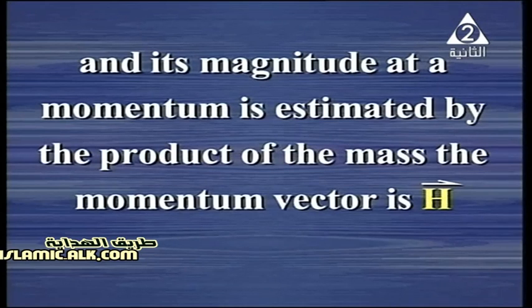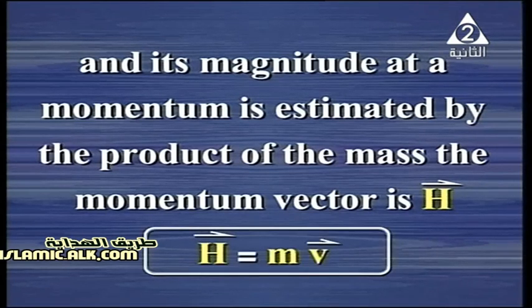Its magnitude is estimated by the product of mass and velocity. The momentum vector has the symbol H vector. H vector equals m times v. What is the v? Velocity. Dear student, we have two vectors, the momentum vector and the velocity vector. If we multiply m times v, we find the value of momentum. Remember, dear student, the momentum of any body is a vector: the mass multiplied by the velocity vector.